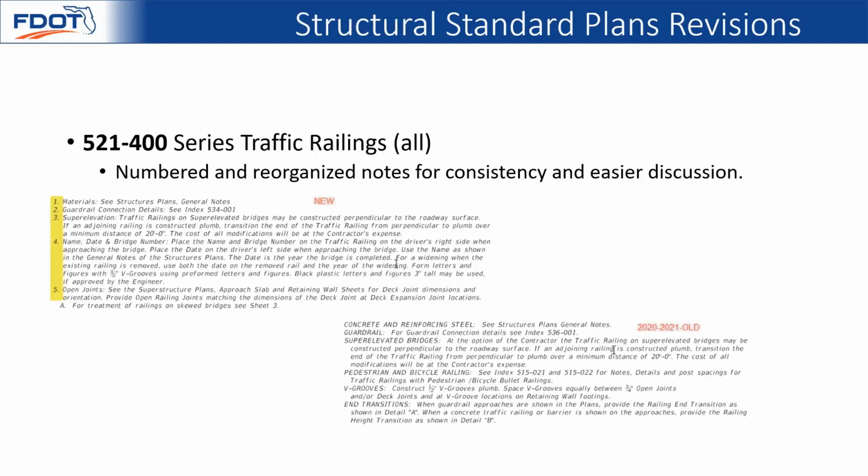Now this is a change that doesn't really change anything. In an effort to be more consistent and to make it easier to communicate questions on the notes, we simply numbered the notes and put them all in similar order across the traffic railings. So instead of having it done by pedestrian, bike, or rail V grooves, we have it 1, 2, 3, 4. It just makes it a little easier to communicate and a little more consistent.